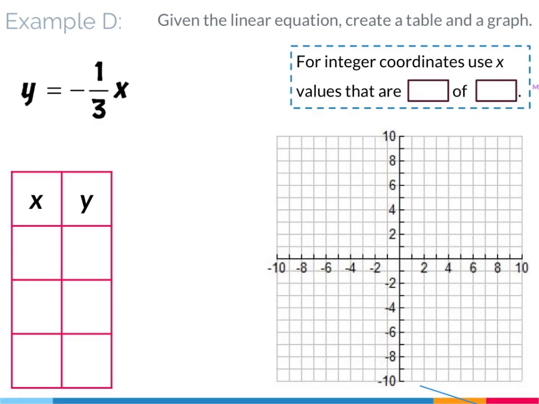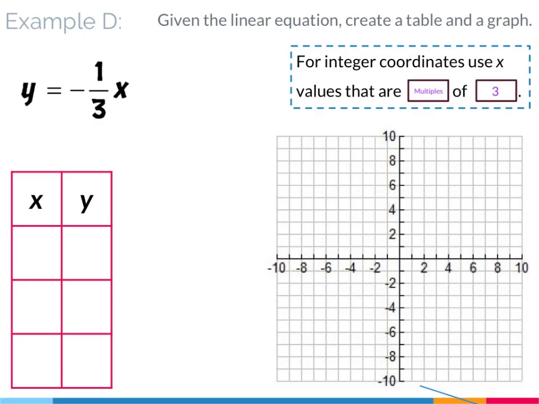I want to remember that whenever I have integer coordinates, to use x values that are multiples of whatever our denominator is. In this case, we're going to be using values that are multiples of 3 since we have -1/3. So let's go ahead and select some values.